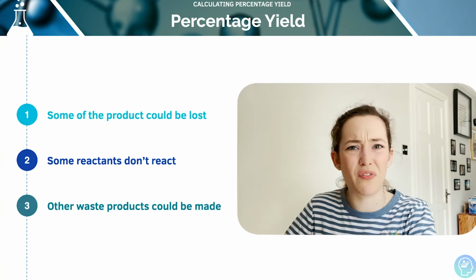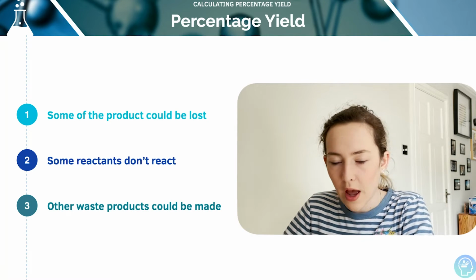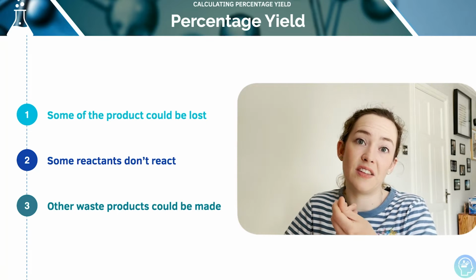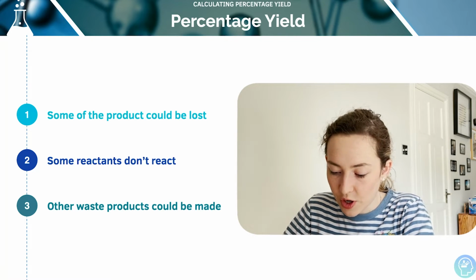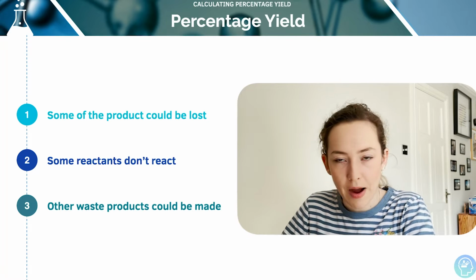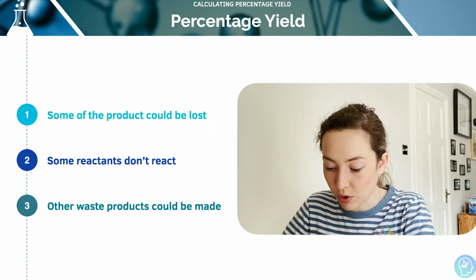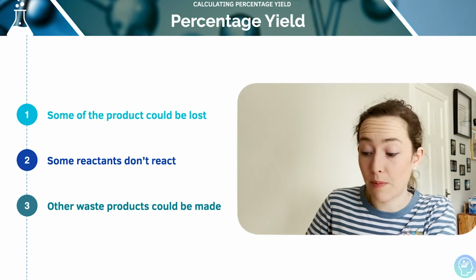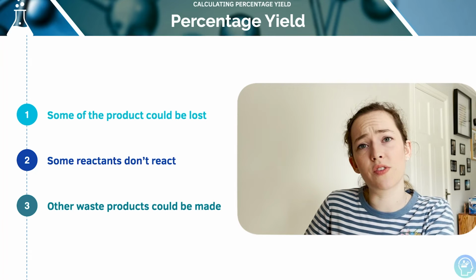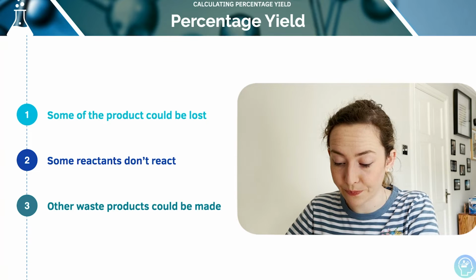And especially with filter paper, for example, as well, you're going to lose some of your product incorporated into the actual filter paper. It's not all going to come through. And some reactants don't react. They might remain unreacted until the reaction finishes, and the waste products, side reactions might be happening at the same time with some of them, and some of the gas products might be lost as well. They might disappear into the atmosphere if it's not a closed system.